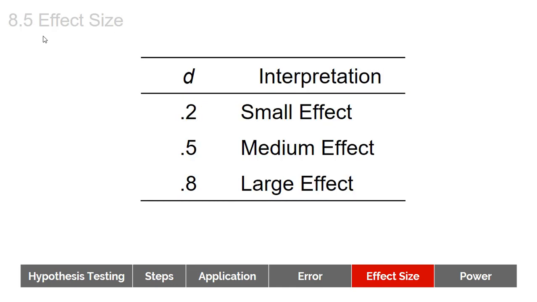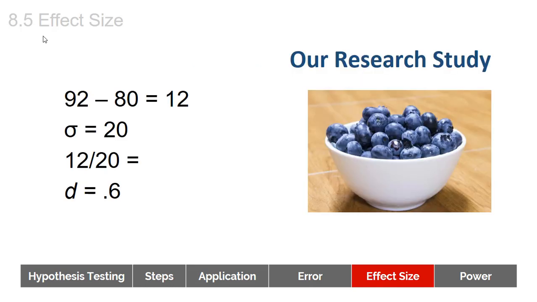So when we're interpreting Cohen's d, we say that if Cohen's d is at 0.2, it has a small effect. Around 0.5, we call it a medium effect, and 0.8, we call it a large effect. And of course, in our research, we want larger effects. So let's take a look at our research study that we've been talking about. If we take our mean on the Wisconsin card sort of 92 for the people who ate blueberries for 6 months and subtract the population mean of 80, that gives us a mean difference of 12. Now we take that 12 and we divide it by the standard deviation. That's the variation that you would expect to see.